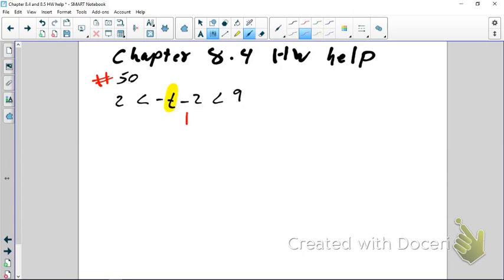So I'm going to do the addition property of equality, where I get to add 2 to the middle. Whatever I do to the middle, I do to the right, and I do to the left. It should be a 2, sorry. So now I end up with 4 is strictly less than negative t, which is still less than 11.